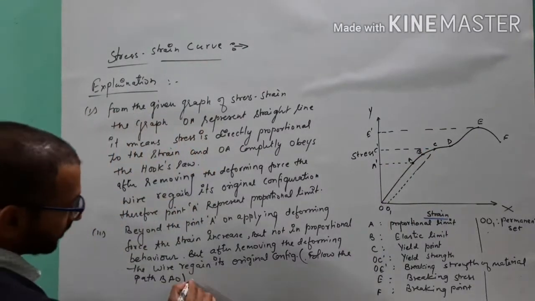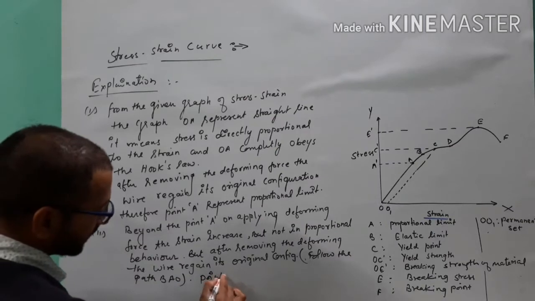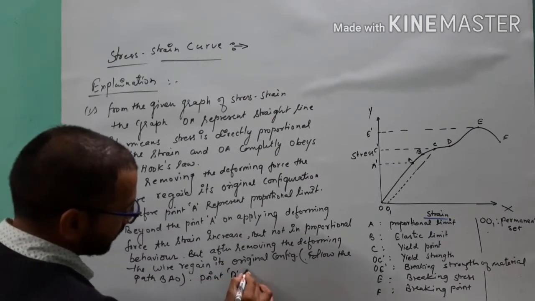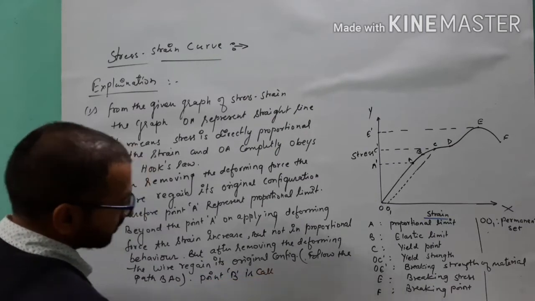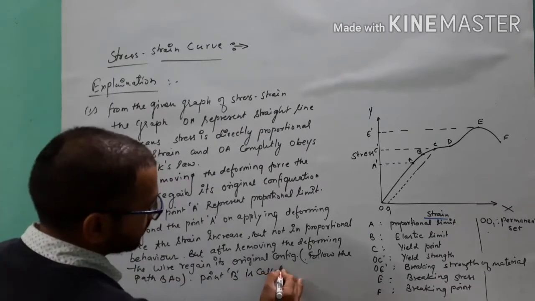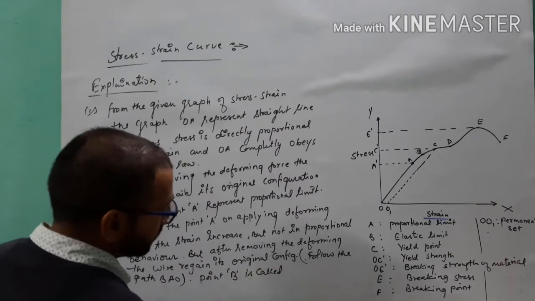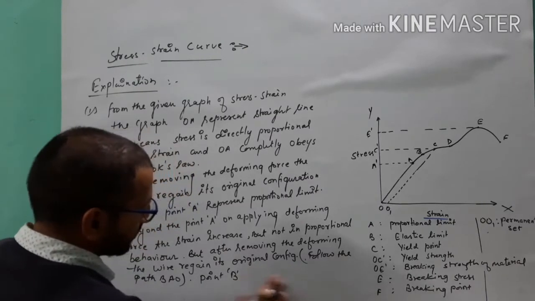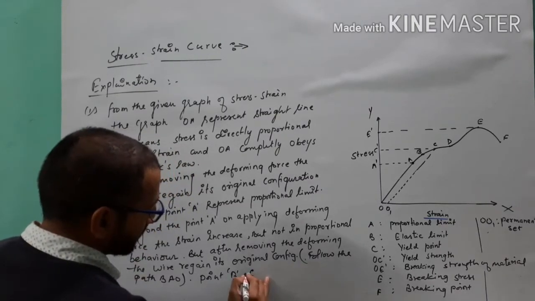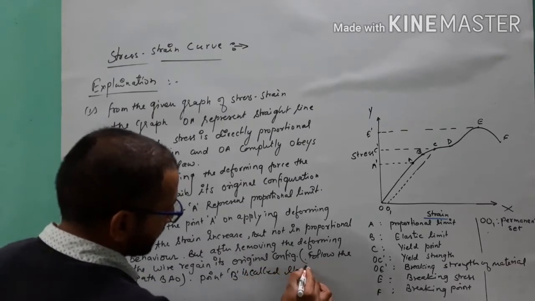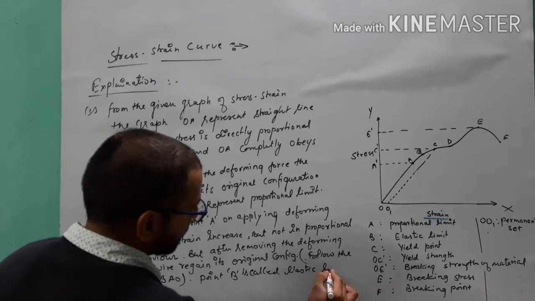Here the point B, we can add one thing, point B is called the point of elastic limit, or you can say the point B is called the elastic limit point. Point clear?